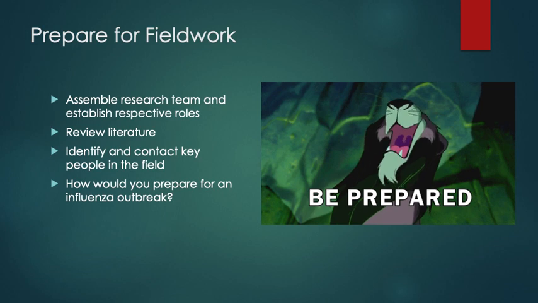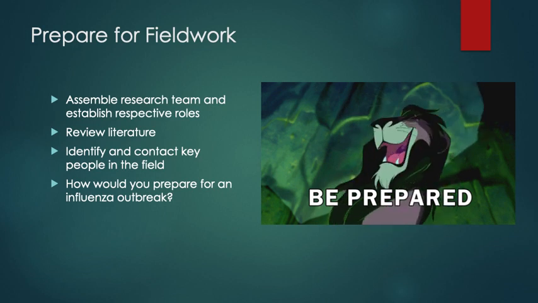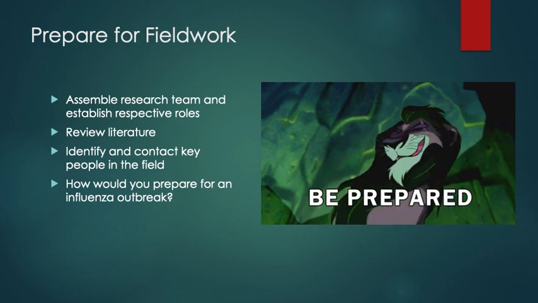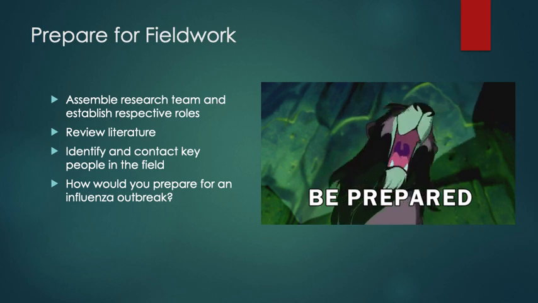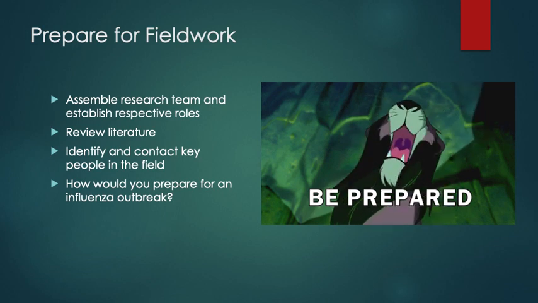Then we begin to prepare for the outbreak. So thinking about influenza, one of the things that we could prepare for an influenza outbreak is looking at the time of year, looking at seasonal conditions that would allow it to easily spread, and looking at places where people are kind of more concentrated. Those areas might have a higher likelihood of experiencing an influenza outbreak.